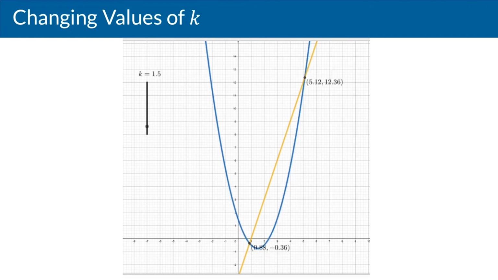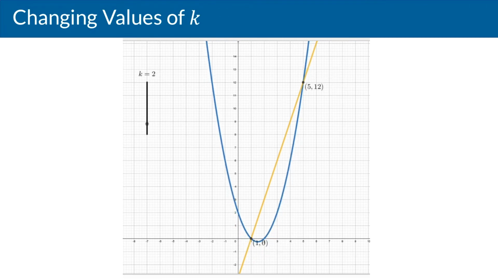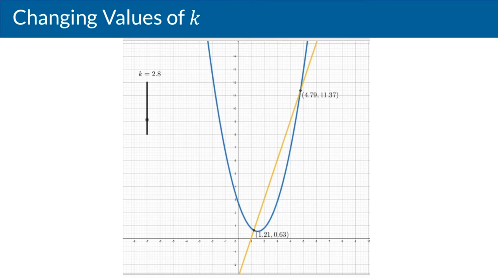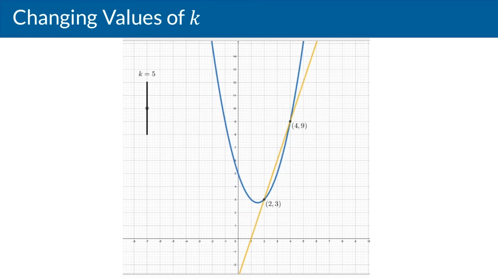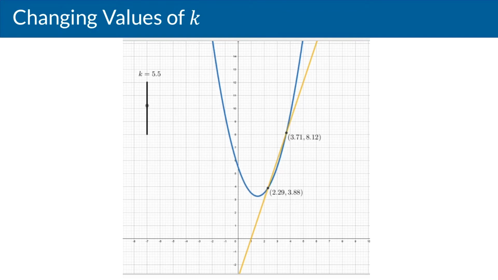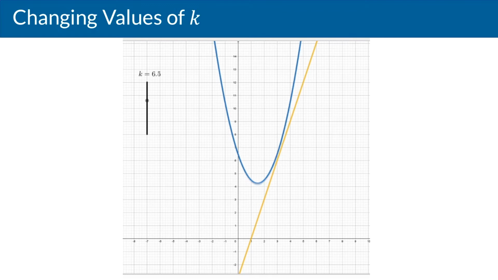Right now, there are 2 points of intersection between the quadratic and the line. As I increase the value of k, and therefore the y-intercept of the quadratic, these points of intersection will get closer and closer together until we have one point of intersection when k equals 6. As k continues to increase, we no longer have points of intersection between the parabola and the line.